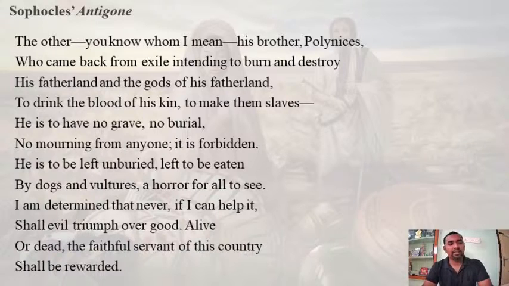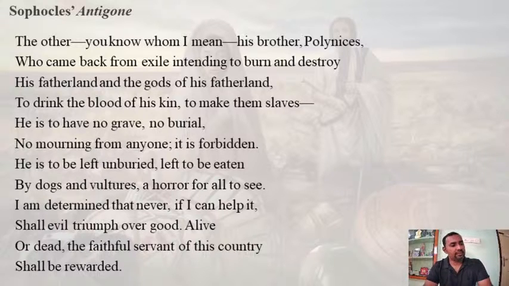It is forbidden. So King Creon reiterates his order or proclamation that he made earlier. He who has come to destroy his fatherland, the gods of his fatherland, to make his father's subjects his slaves, will not be given any burial, no mourning from anyone.